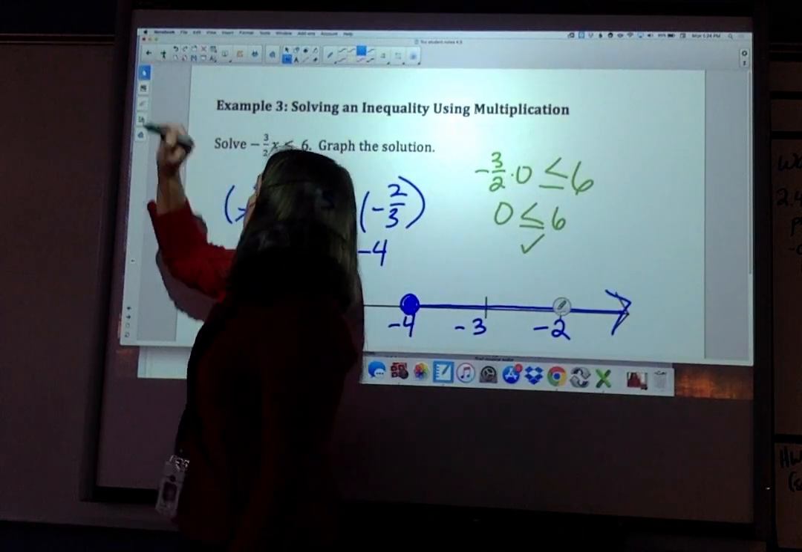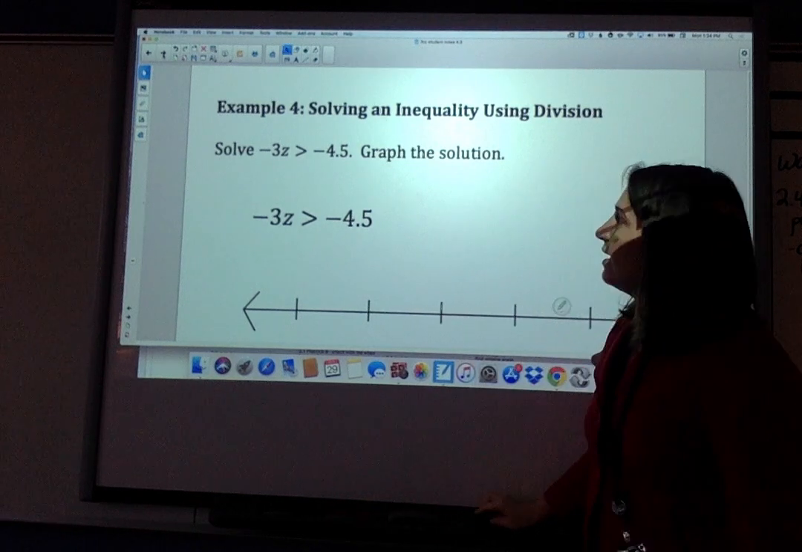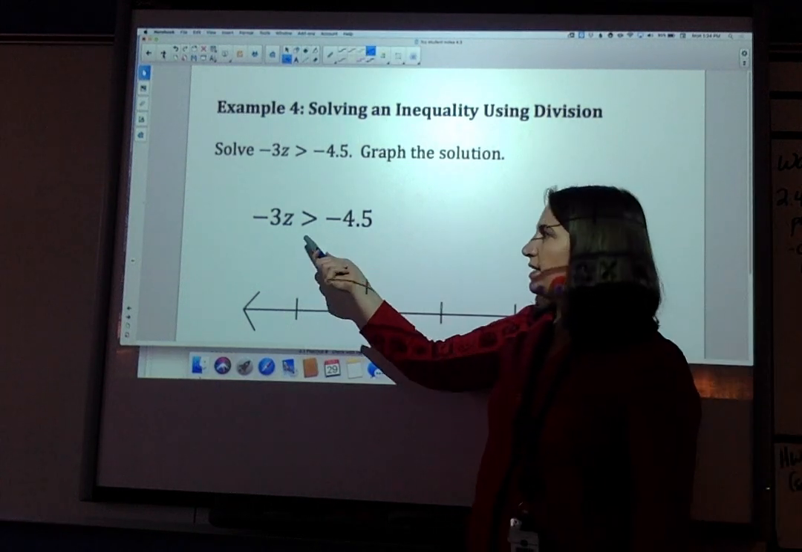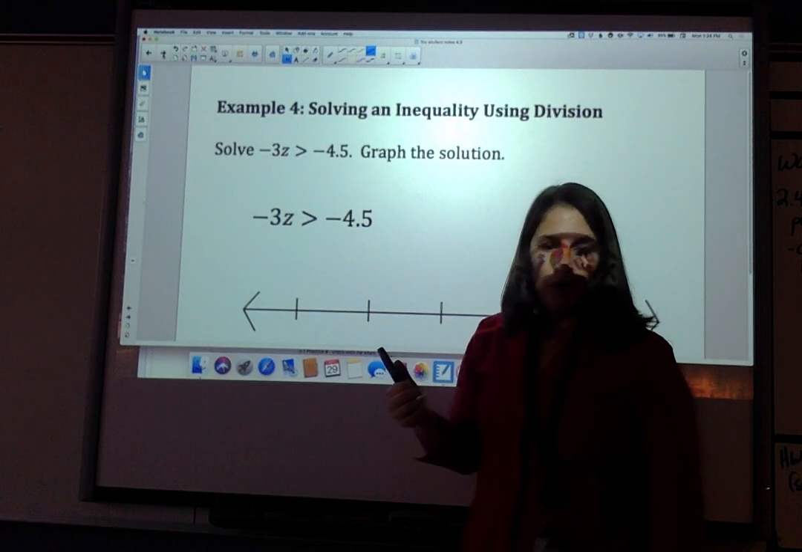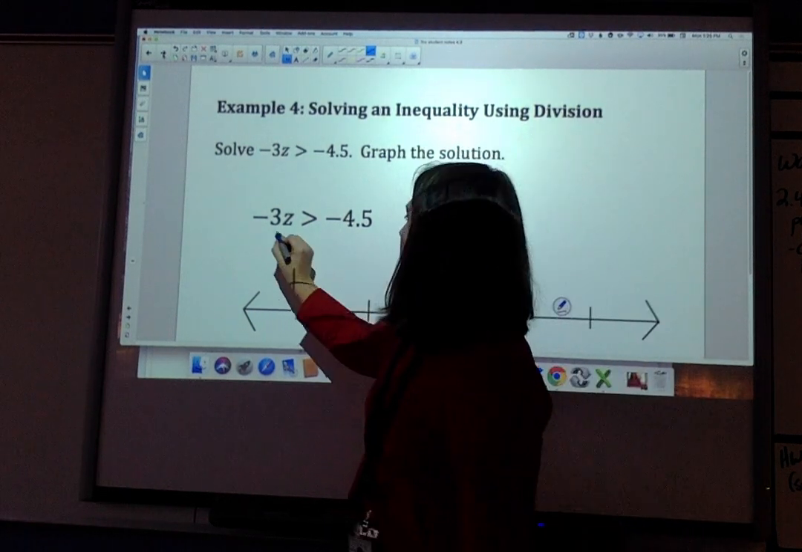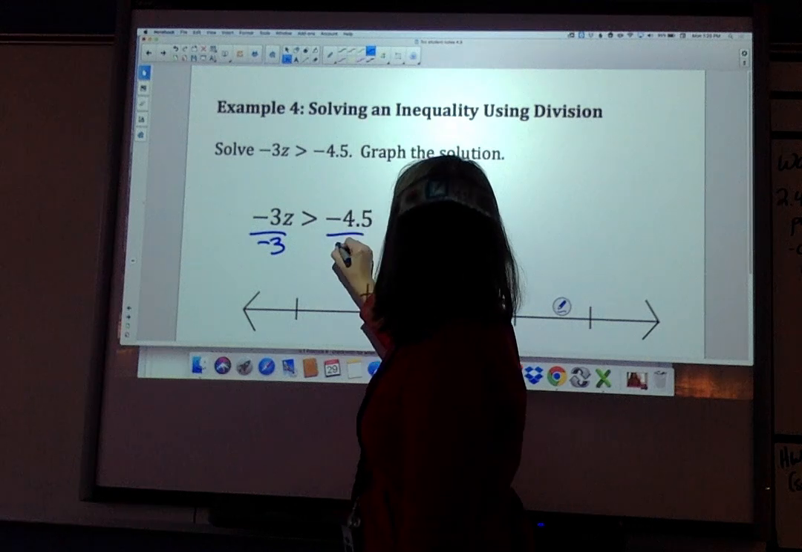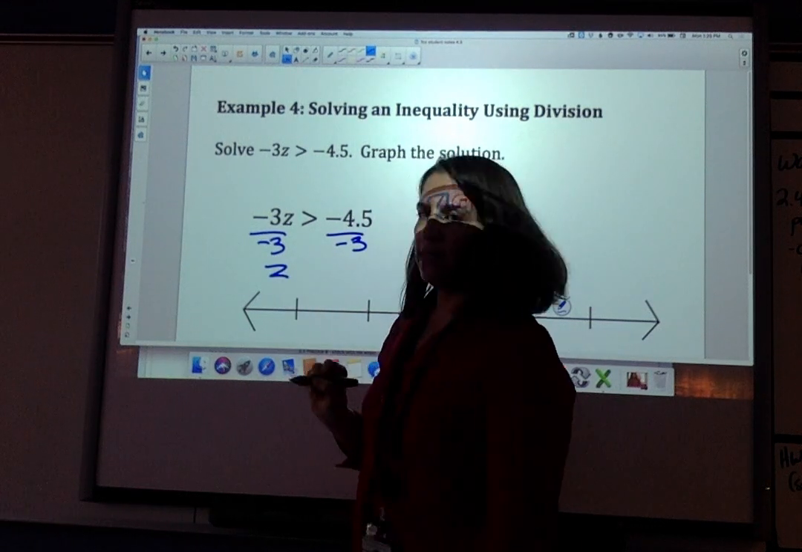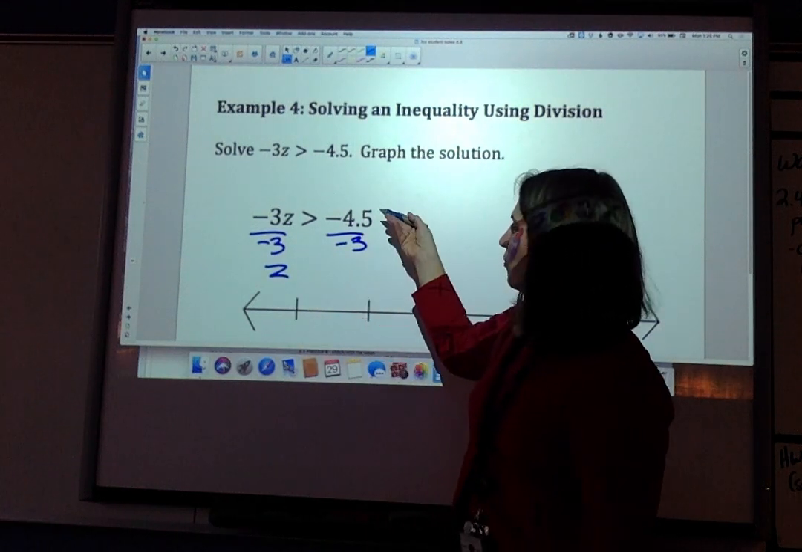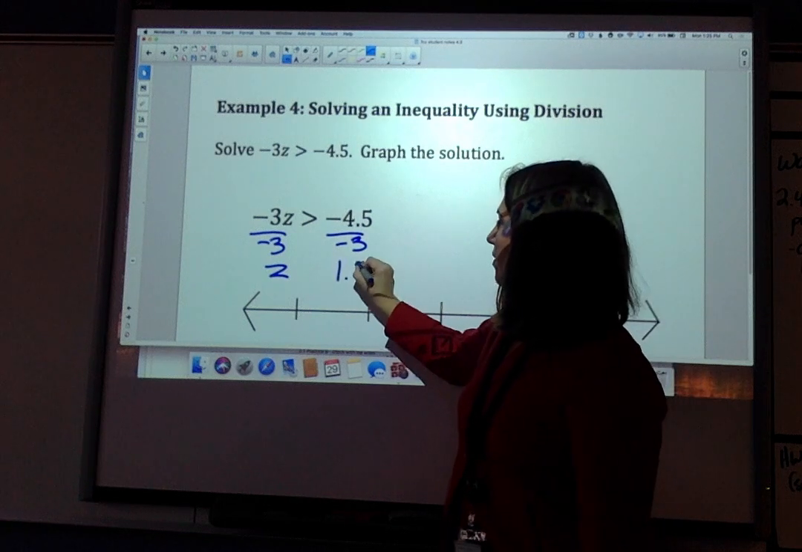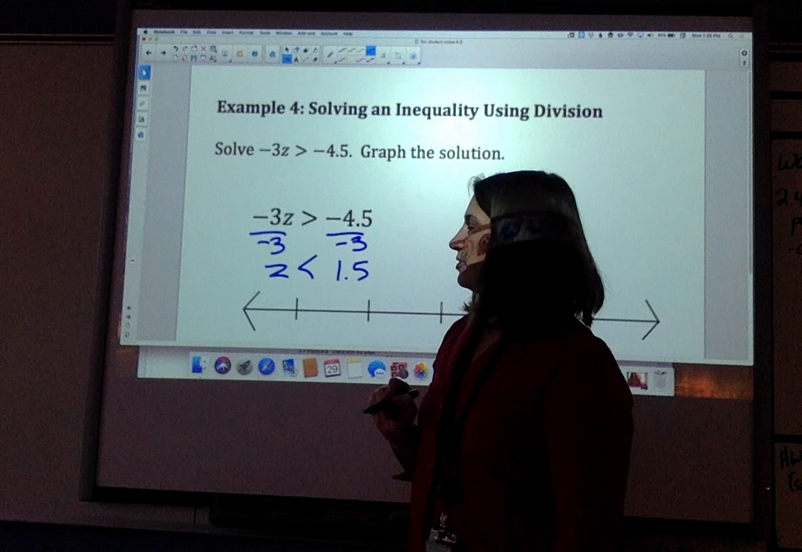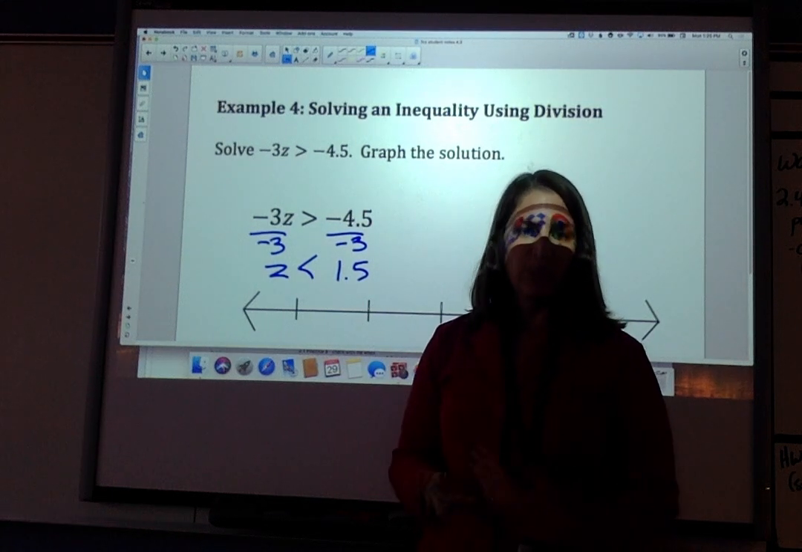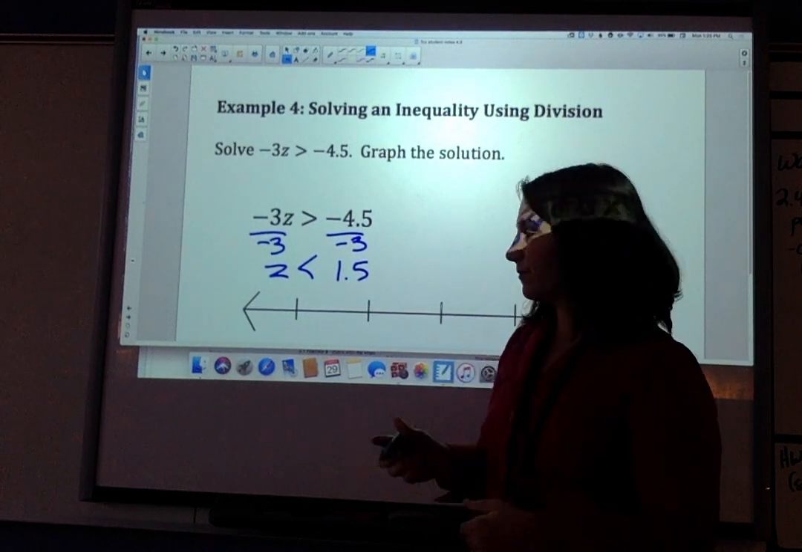Let's try another example. Here we have negative 3z is greater than negative 4.5. Okay, so we're going to go ahead and divide both sides by negative 3. And we get z on the left side. And on the right side, we have positive 1.5. And then instead of using the greater than symbol, we're going to change it to the less than symbol because we divided by a negative number.